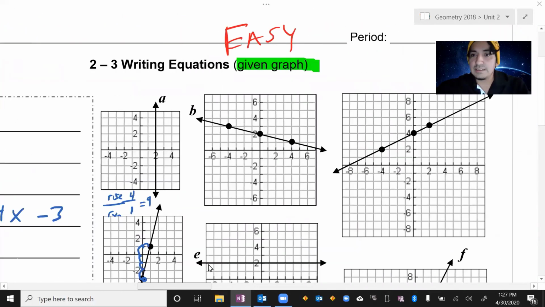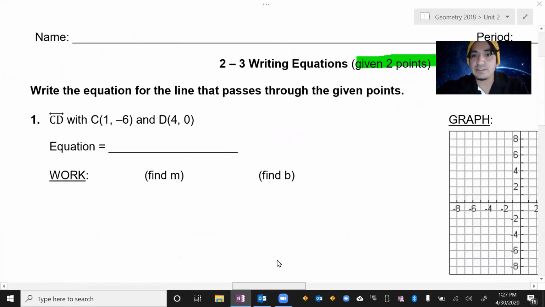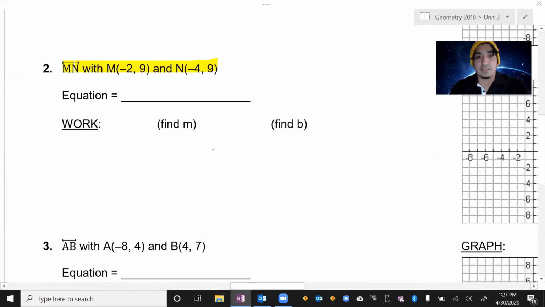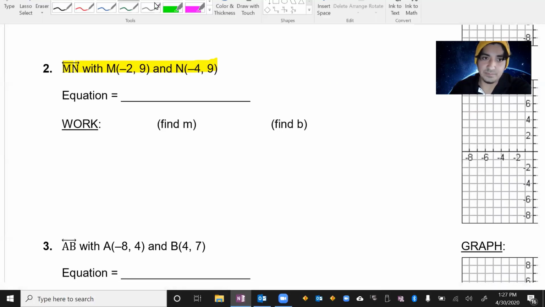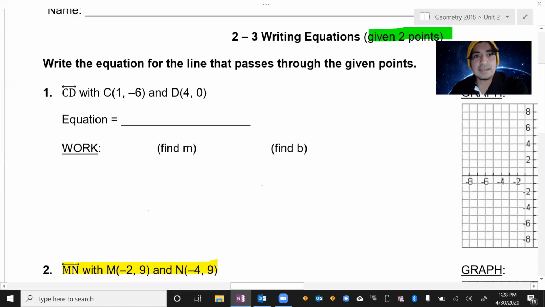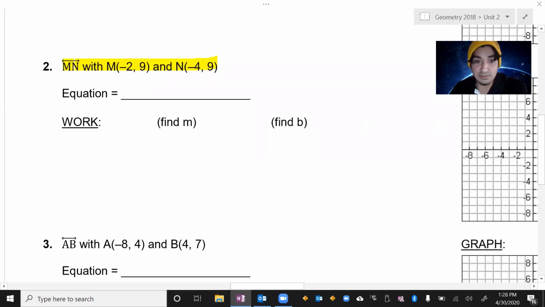Okay? Now, next one over is when you're given 2 points. And this was actually a little more tedious one. Now, here's the things you can do. You can graph it, and then you want to see what you can do with it. Now, write an equation for the line that passes through the given points. So you can graph these equations. So you can graph them, and then connect them, and then you can build your line. Or you can just do the math.